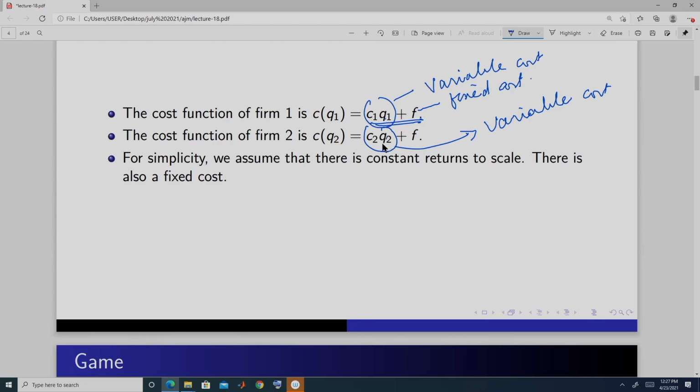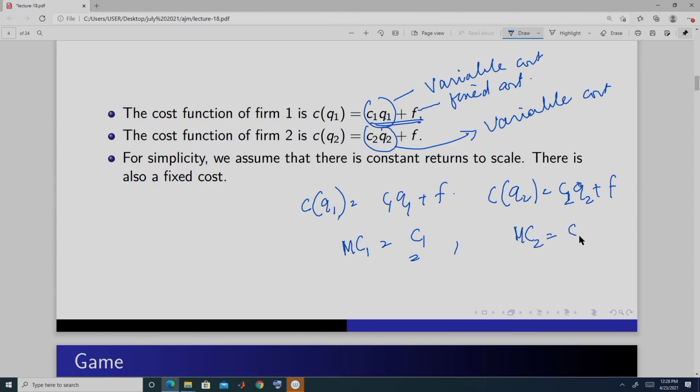And we assume that the variable costs are not the same for each firm. Why? Because they may have differences in technology, or they may pay different wages, or many other reasons. Or they may be using a different combination of inputs. So, if we take this cost function of firm 1, then the marginal cost of firm 1 is C1, and the marginal cost of firm 2 we will get in this form. So, it is constant. So, we are assuming that there is a CRS production function.